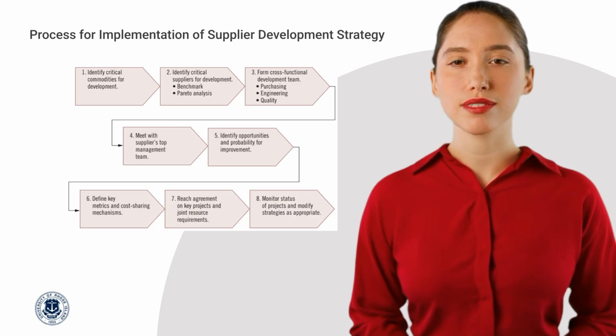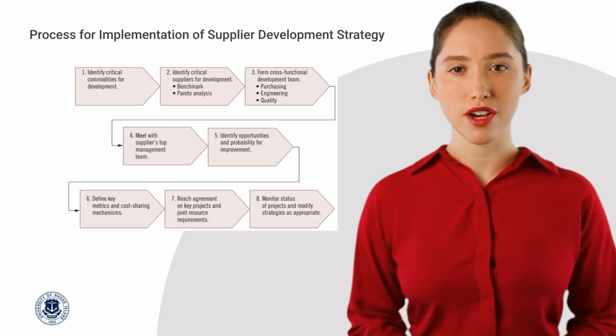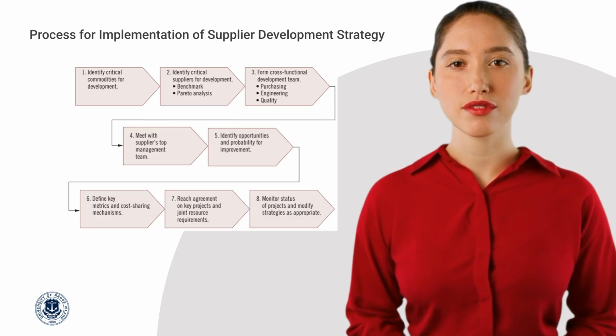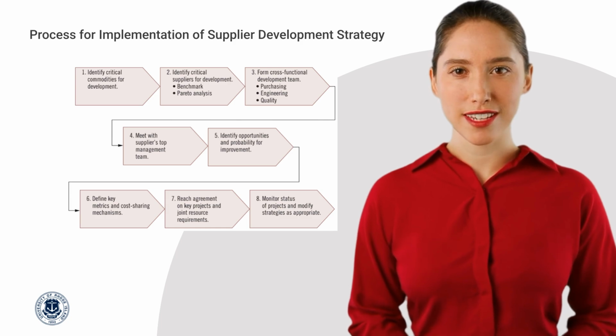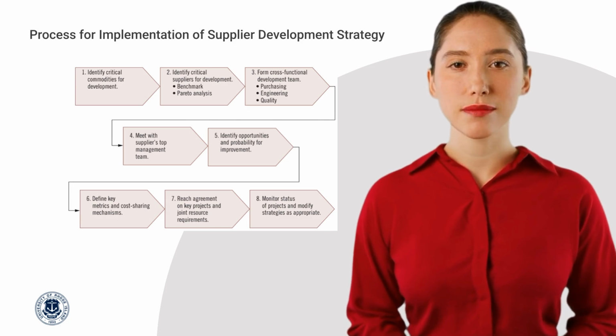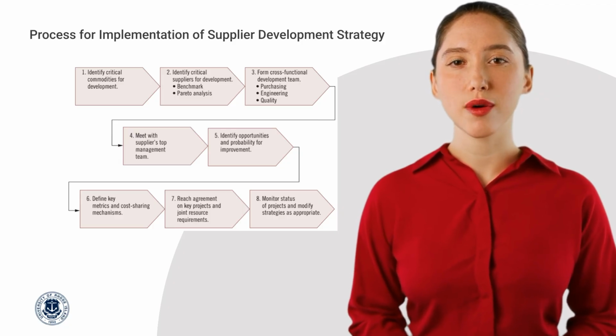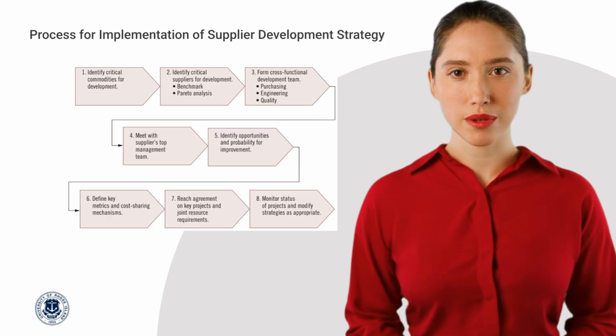Together, both firms identify improvement opportunities based on customer requirements. They agree on measurable goals, estimate costs and benefits, and decide how gains will be shared, often through shared savings arrangements. Specific projects, responsibilities, metrics, and timelines are formalized, and progress is continuously monitored. Supplier development is not a one-time project, but an ongoing improvement relationship.